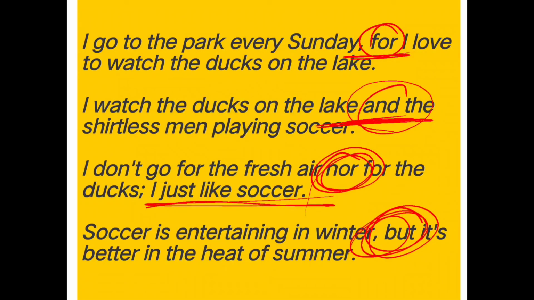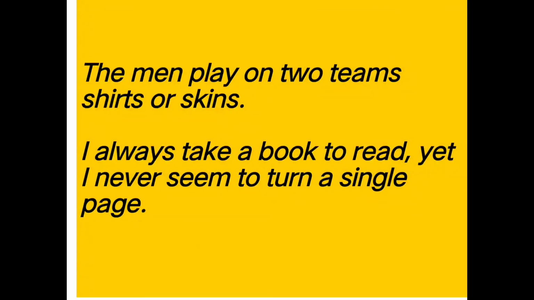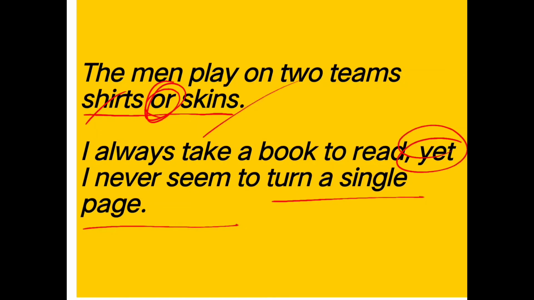So please note down these sentences too. The men play on two teams, shirts or skins. So shirts is the name of one team, and skins is the name of the other. So it is what? Or, right? It's a choice, an alternative. I always take a book to read, yet I never seem to turn a single page. So all seven coordinate conjunctions we dealt with in these sentences.